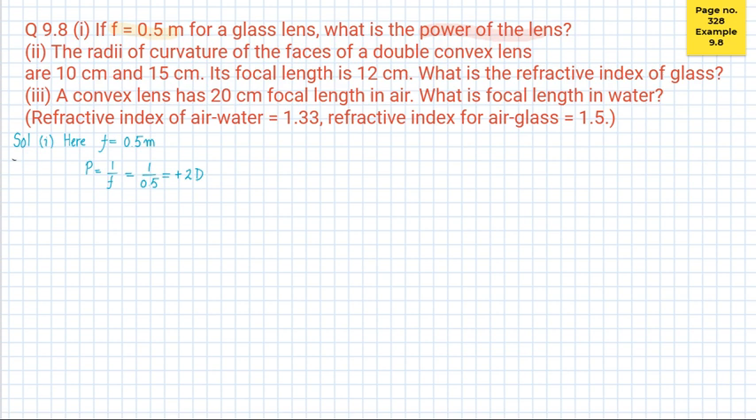Coming to our second part: the radii of curvature of faces of a double convex lens are 10 centimeter and 15 centimeter. Its focal length is 12 centimeter. What is the refractive index of the glass? So I'll write down for part 2.